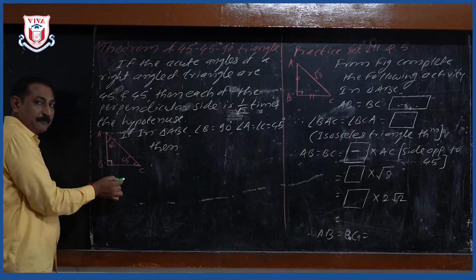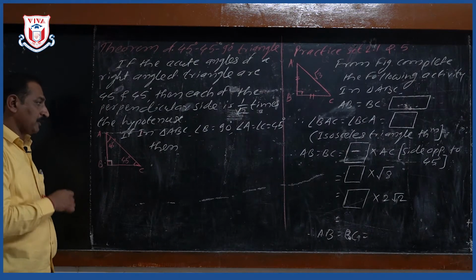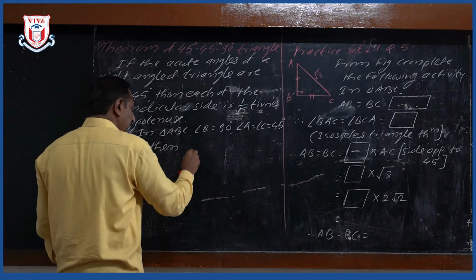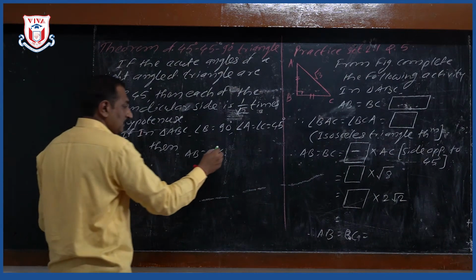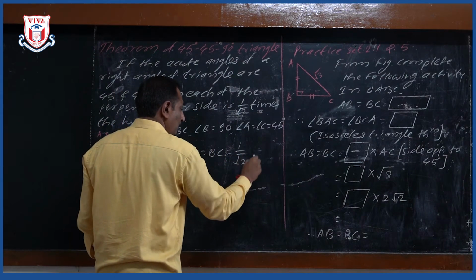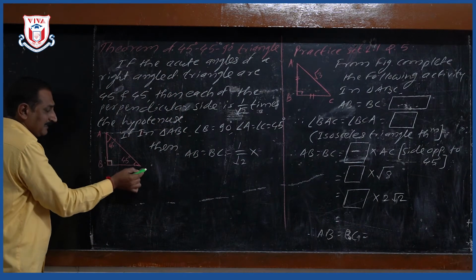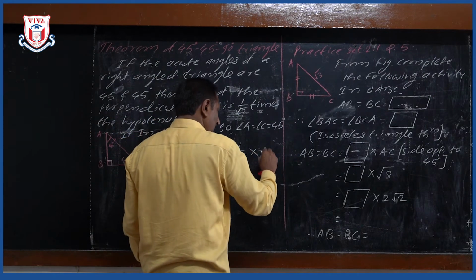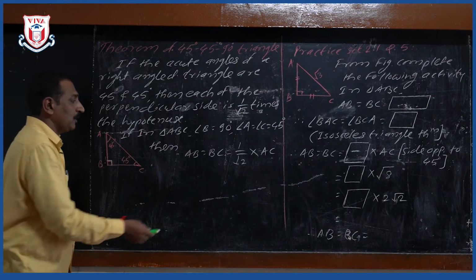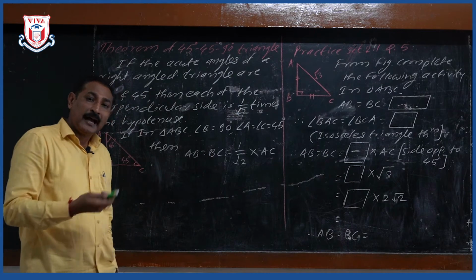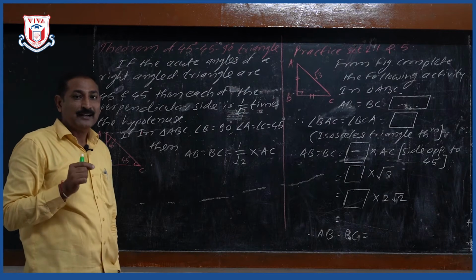The value of these perpendicular sides is equal to 1 upon root 2 into hypotenuse. Hence I write here AB is equal to BC, and this is equal to 1 upon root 2 into hypotenuse. Which is the hypotenuse? This, AC. AC is the hypotenuse. You can also write: side opposite to 45 degrees is equal to 1 upon root 2 into hypotenuse. This is the theorem of the 45°-45°-90° triangle.